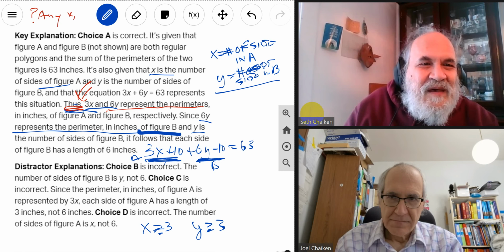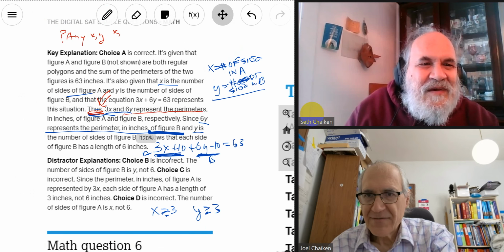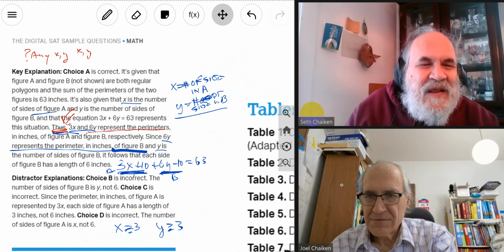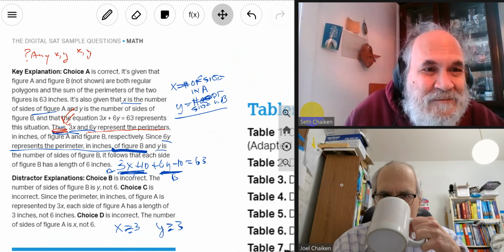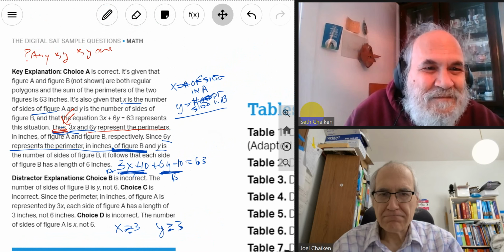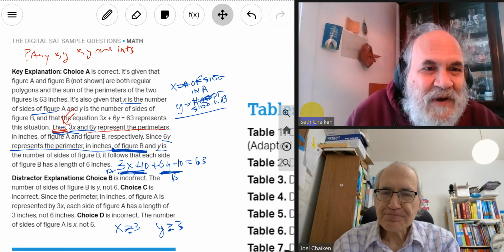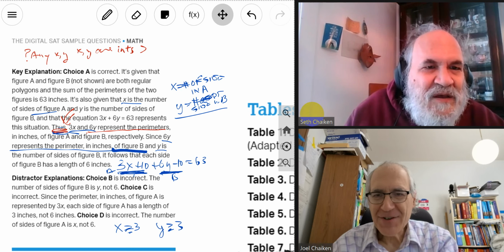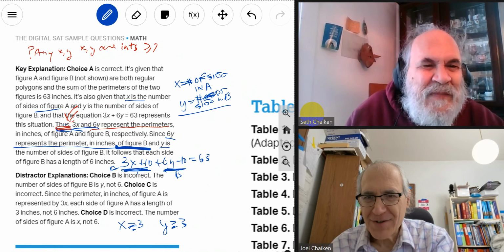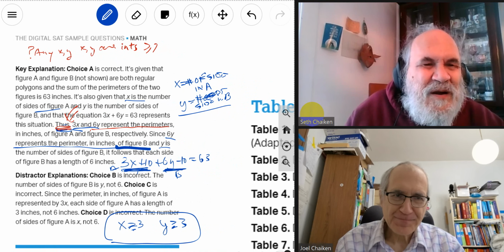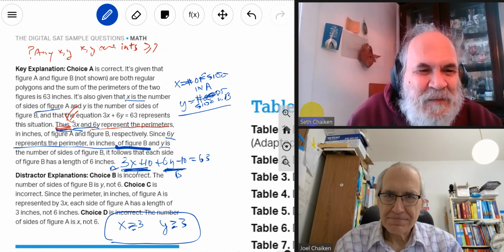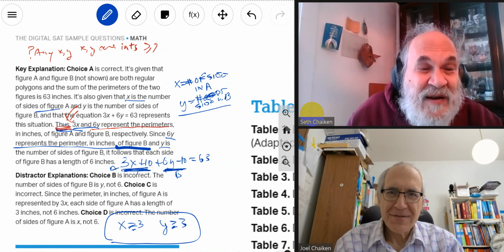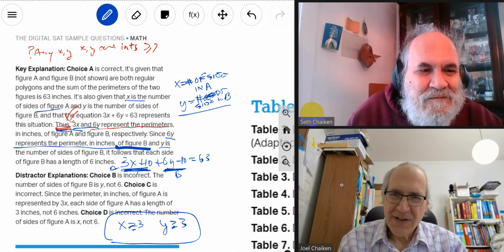We're interested in any x and y so that x and y are integers greater than or equal to 3. I'm writing it up here. I need more space, so I'll do it down here. Okay, integers. Fine.